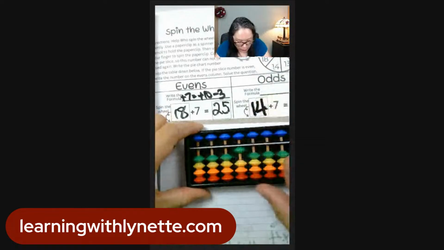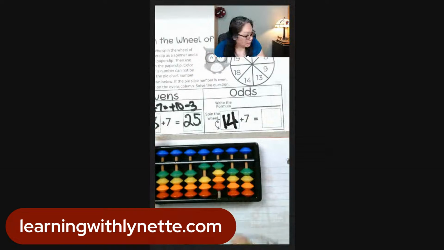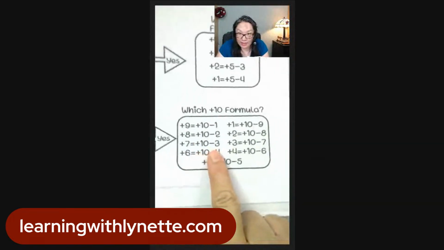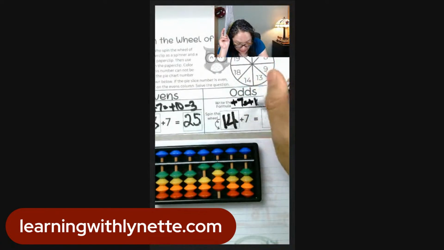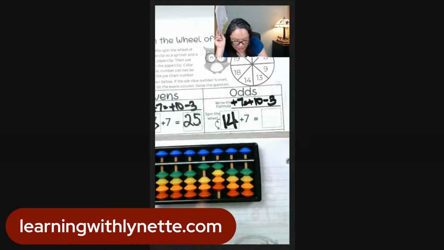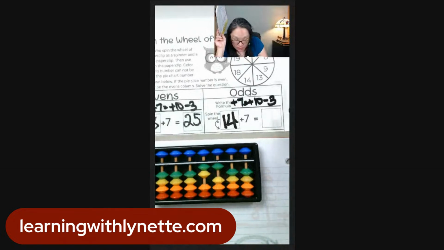14. And then we're going to plus the 7. To plus the 7, is there enough? No, there's not enough to plus the 7. So what do we do? We need to plus the 10 minus the 3. So plus 7 is equal to plus the 10 minus 3. 10 looks like what? 1, 0. We're going to add the 10, and then take away the 3. So my final answer is 21.